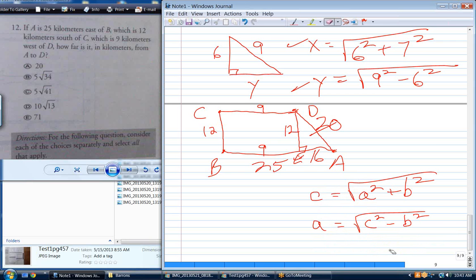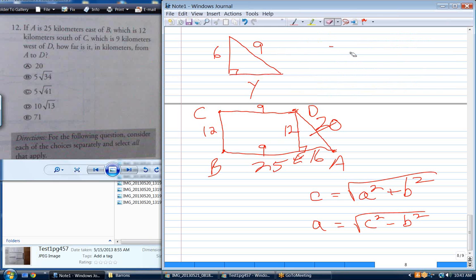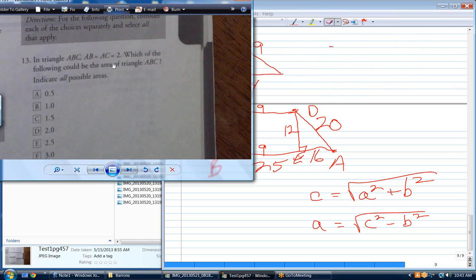Okay? You don't necessarily have to remember the other one, because solving for one side is the same as solving for the other. It's just the square root of the hypotenuse squared minus the other side squared. Okay. All right. But we didn't have to do either in this problem. All right.